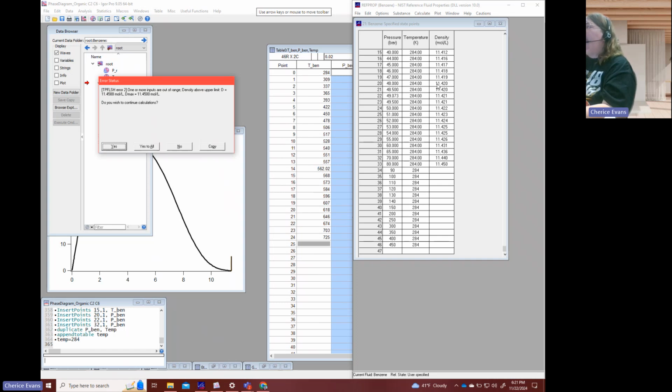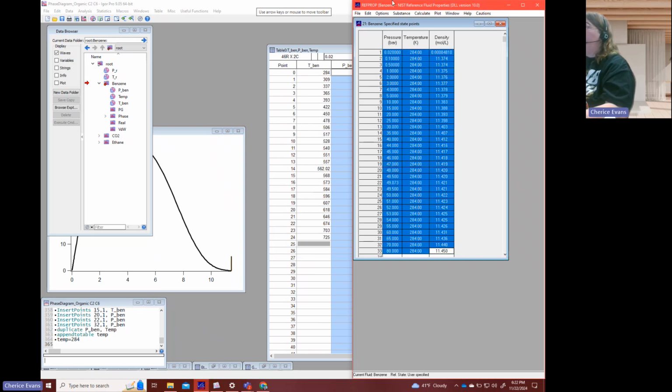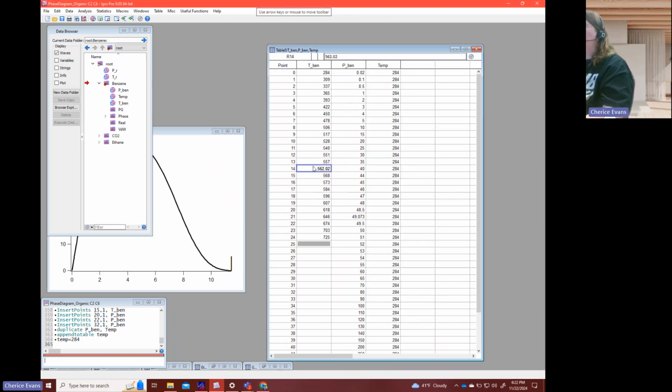And you will see that at some point it says I've got a density above the density limit of the equation of state, which is 11.45. Do I want it to calculate? You can just hit yes all. You'll see it doesn't calculate these points, and that's fine. So it calculated as far as it could calculate, and now I copy those.